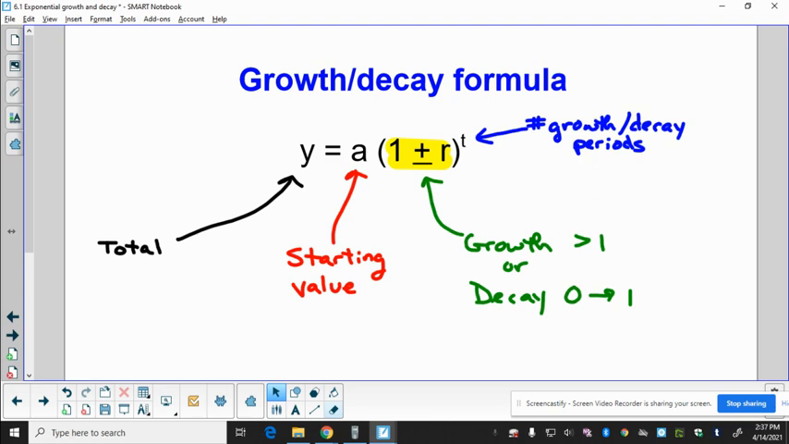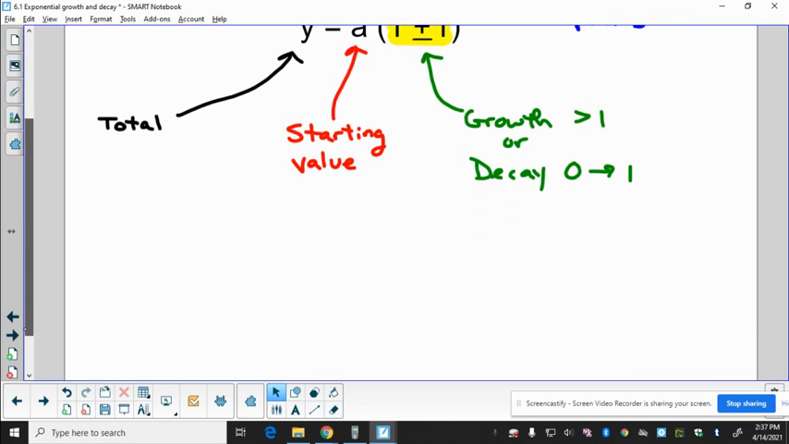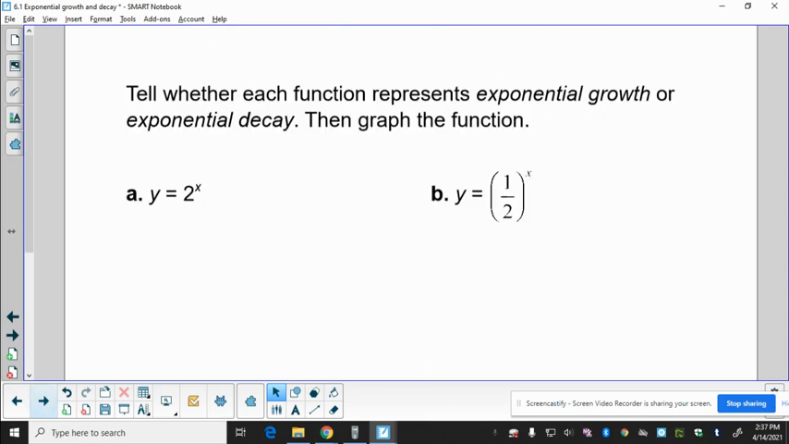All right, now let's put this formula into use. Can we tell whether or not these equations represent growth or decay. Well, in part A, I would say that we could write this formula like this. I would say that A is 1, growth rate is 2, and then my exponent is x. Now this right here is a number that's bigger than 1, so that's got to be growth.